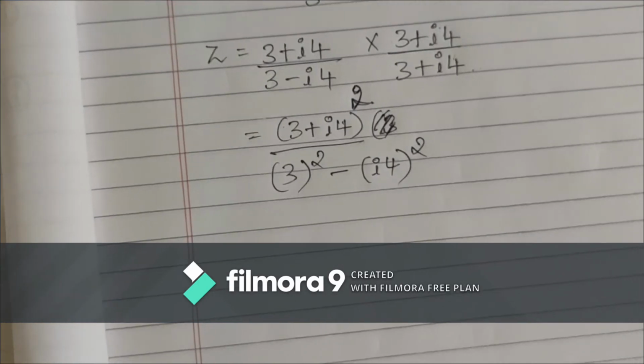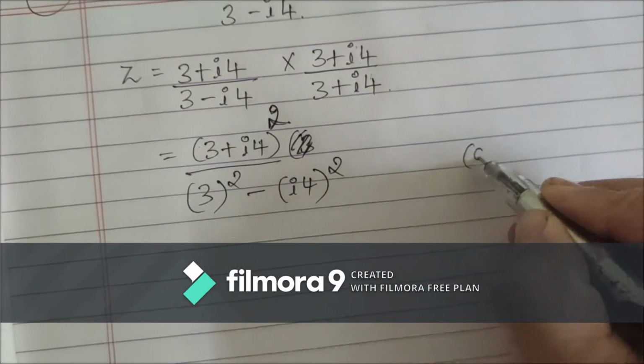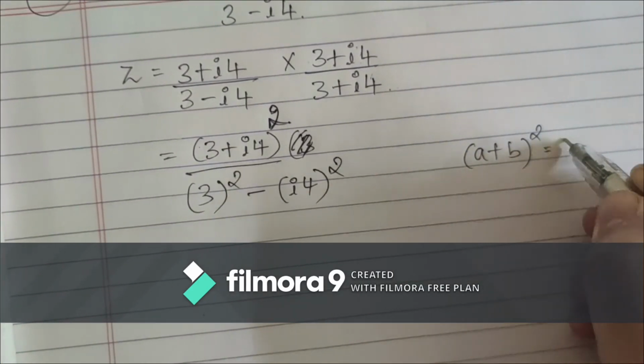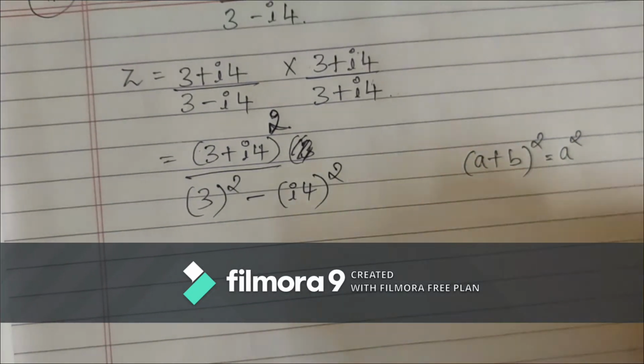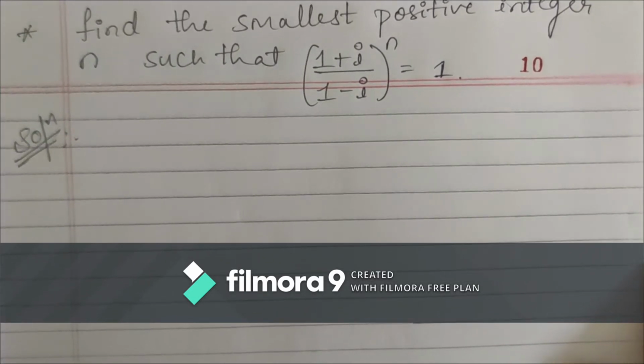Afterwards, the (a + b) square formula is what? a square plus b square plus 2ab. So now we will move to the next problem.